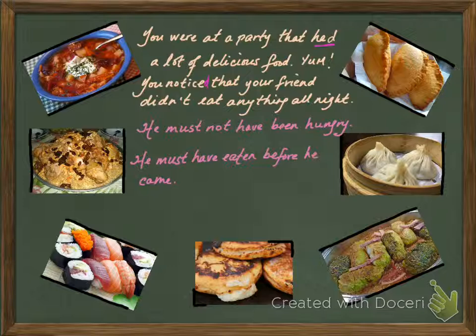You noticed that your friend didn't eat anything all night. So you can make a guess, or you can infer that the reason that he didn't eat is that he must not have been hungry, or he must have eaten before he came. So guessing and inferring is the same as what we call deducing. To guess or to infer is to deduce, and must is a modal of deduction.